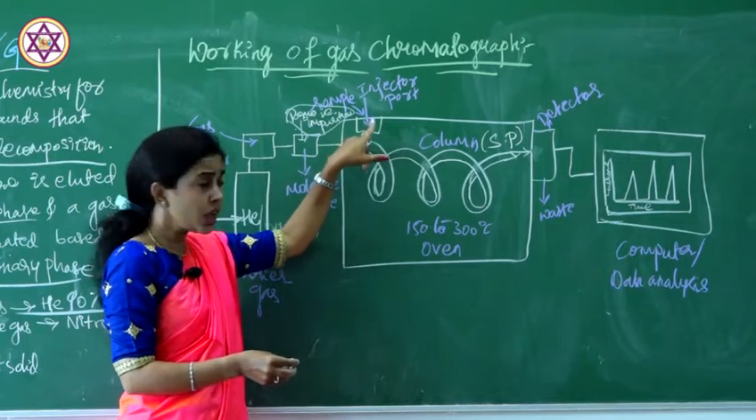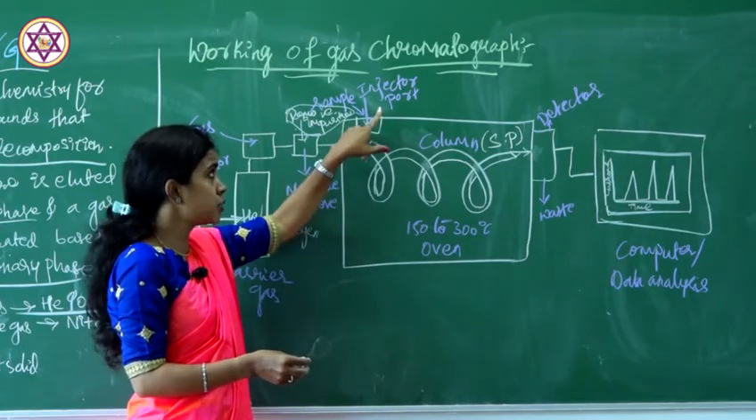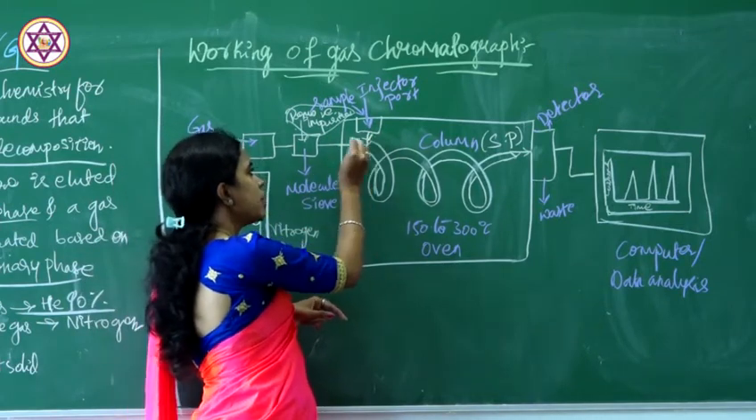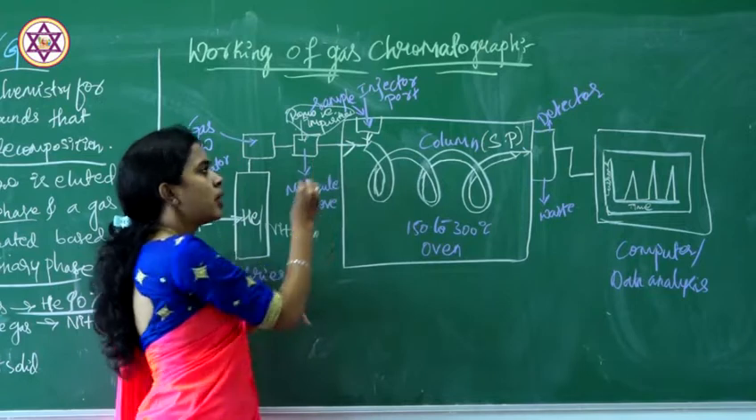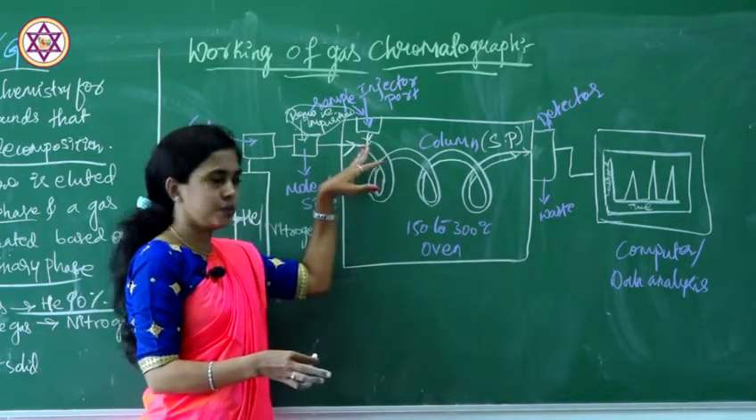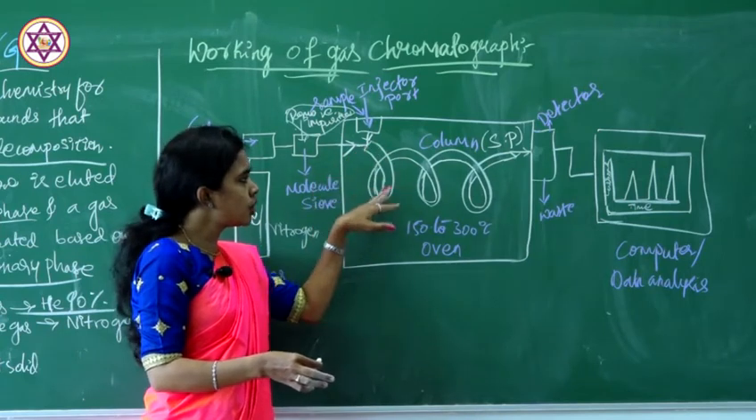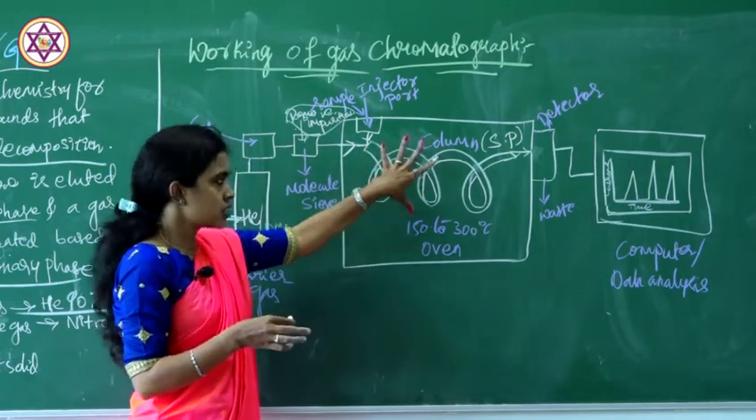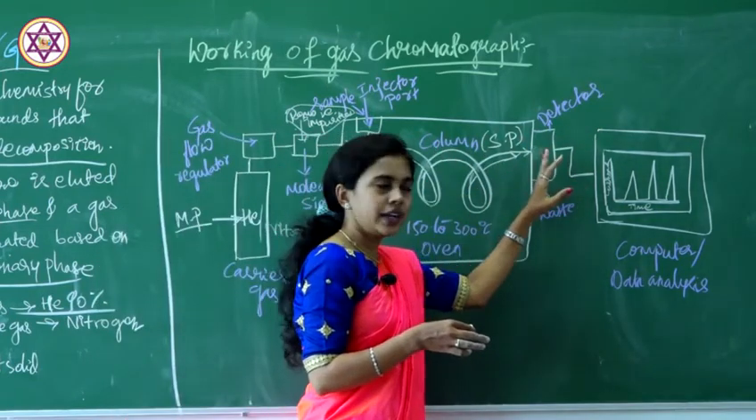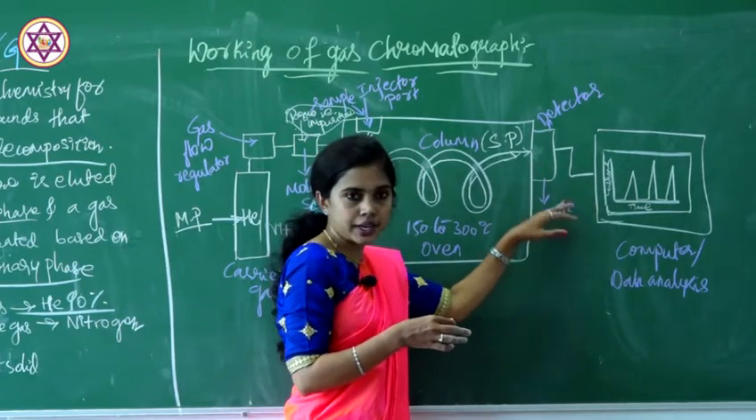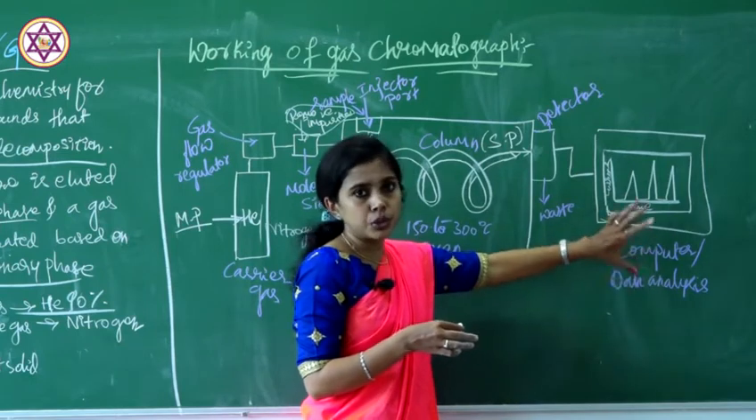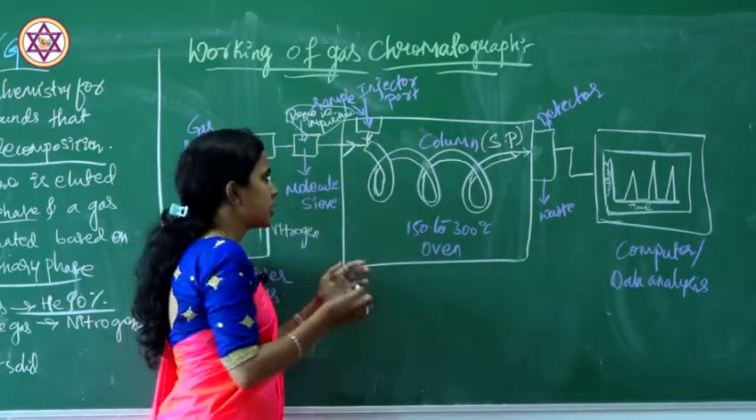Here we also place the injector port, which is where the sample is placed. The sample comes here, and the mobile phase, helium or nitrogen, also comes here, and both go inside the column. First it goes through the column, then it reaches the detector. The waste particles get out, and using the detector we observe the data on a computer.